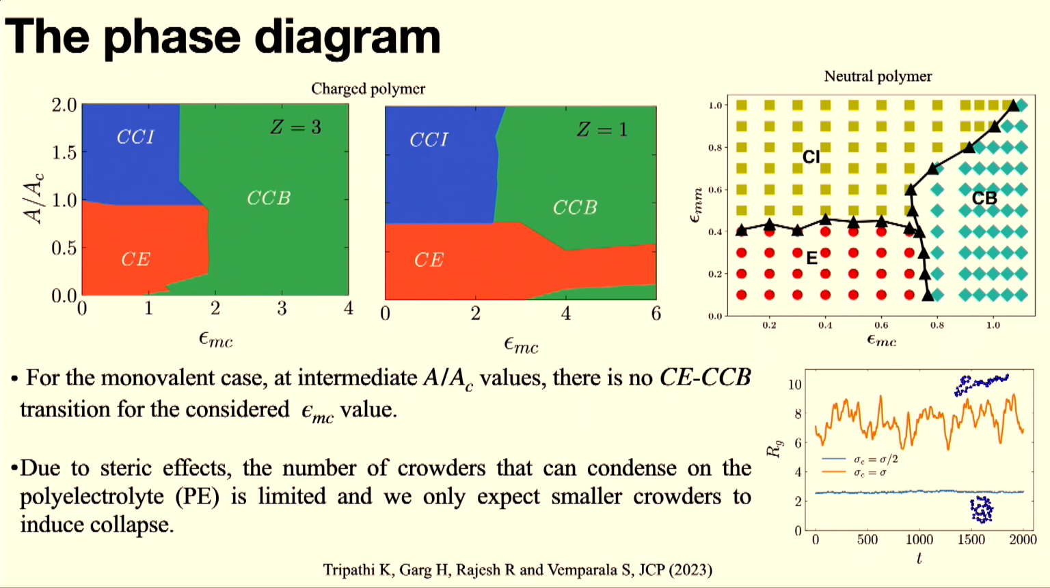So why is this happening? Due to the steric effects, the number of Crowders that can condense on the polyelectrolyte is limited. And if this is the reason, then we expect that a smaller Crowder should be able to form some collapse behavior in this regime, which was indeed the case. If we make the Crowder size half of the monomer size, we see that the chain now shows an RG value in the collapse regime, and the chain is indeed forming a collapsed form.